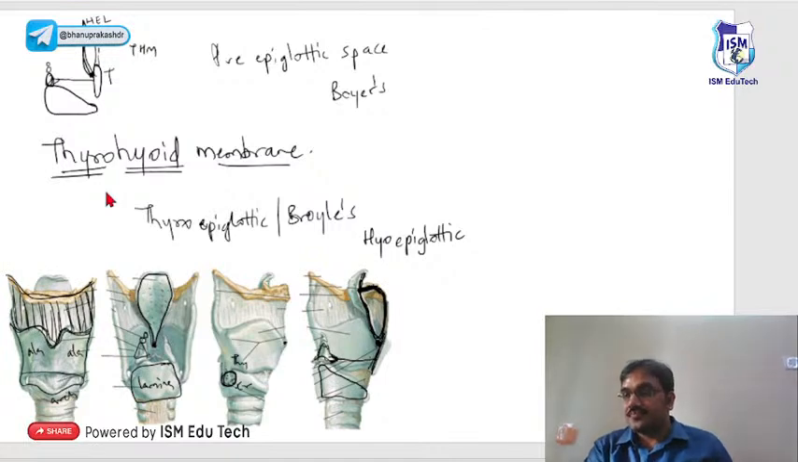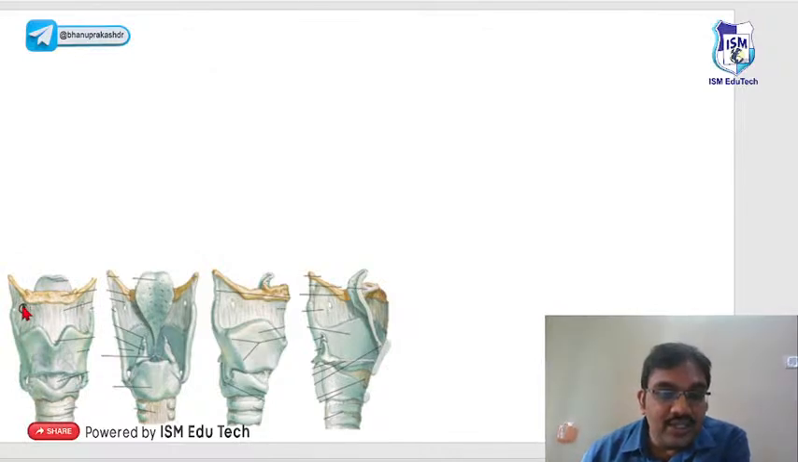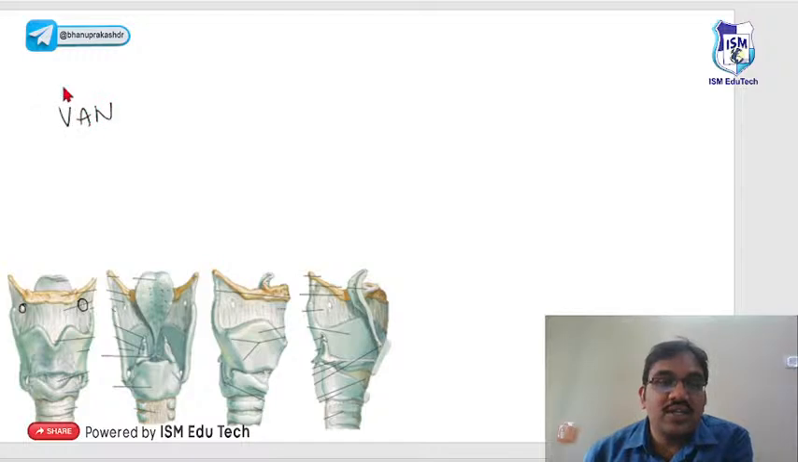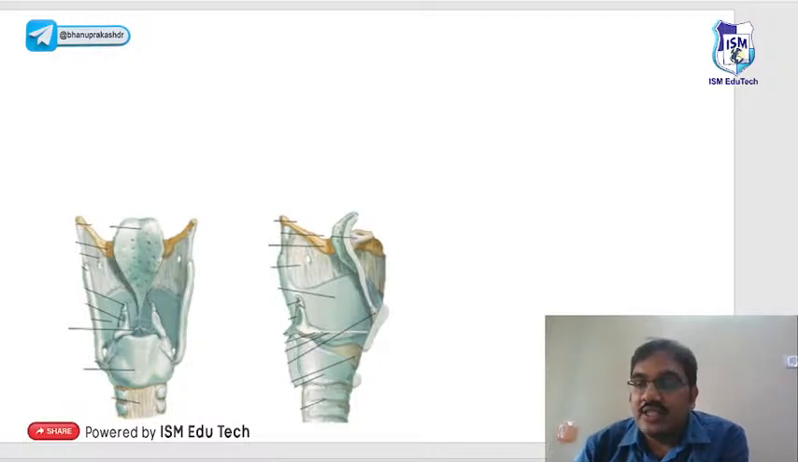And one more point I need to mention here. On either side, you can see there are two openings on the thyrohyoid membrane. Through these openings, three structures will pass on either side: superior laryngeal vein, artery, and nerve, the SL van. So on either side of the thyrohyoid membrane, there is an opening through which the superior laryngeal vein, superior laryngeal artery, and superior laryngeal nerve will pass. Remember that.